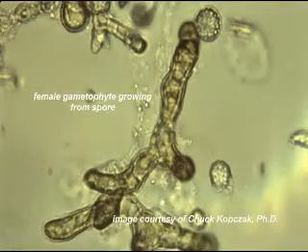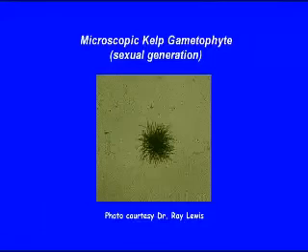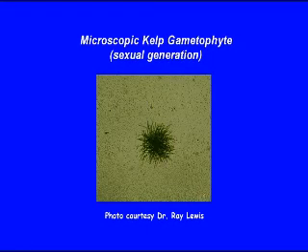The spores grow into male or female gametophytes, which represent the sexual generation in the kelp life cycle. These tiny microscopic plants become reproductively mature within 2 weeks, but may also remain in a vegetative state for up to a year if environmental conditions are not right.